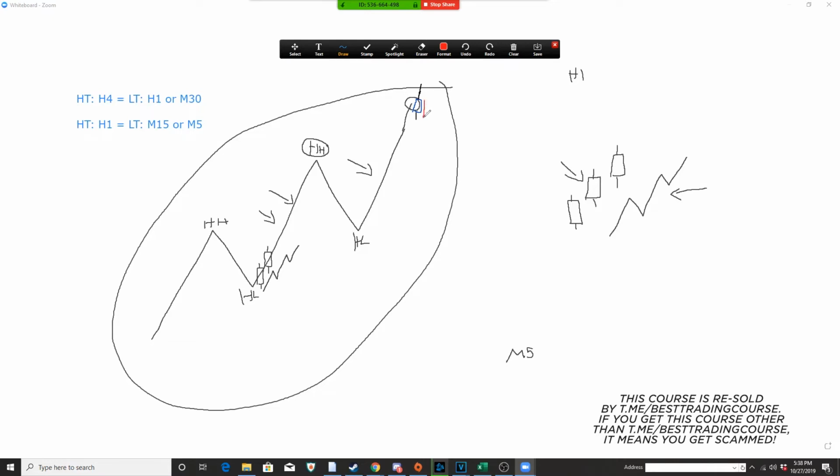And then you're going to see a bearish engulfing, where typically there'll be another wick to the upside, and this bearish engulfing will close under the low of the previous bullish candlestick. So this is what the hour is going to look like at your higher high. On the 5-minute time frame, it's going to look like this.